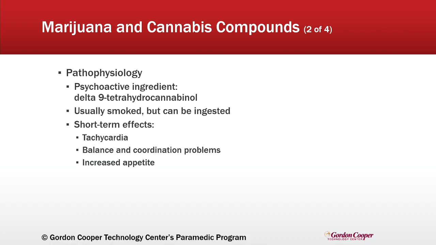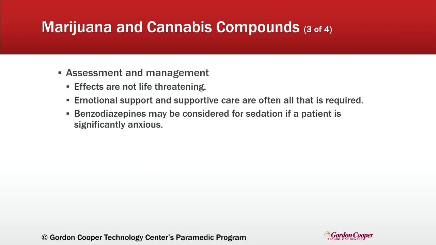Marijuana can be smoked, vaporized, eaten, insufflated, and applied to the skin. When inhaled, it produces rapid effects such as euphoria, relaxation, and impaired cognitive and motor functions. Marijuana intoxication as well as withdrawal are rarely life-threatening issues. In most cases, emotional reassurance and supportive care are all that is needed.